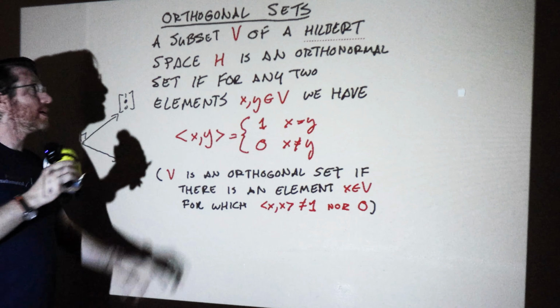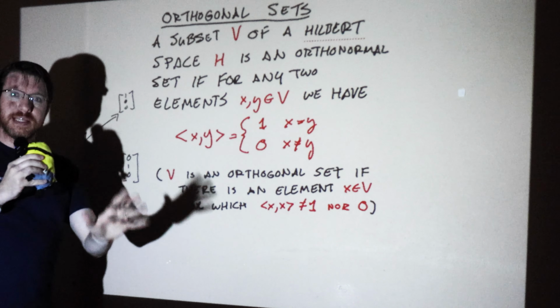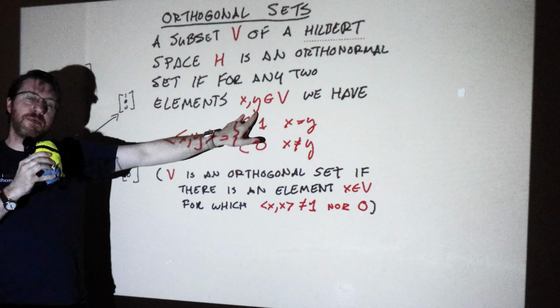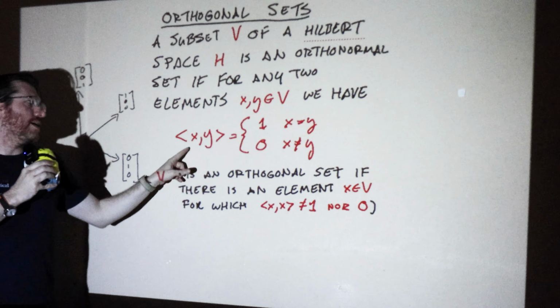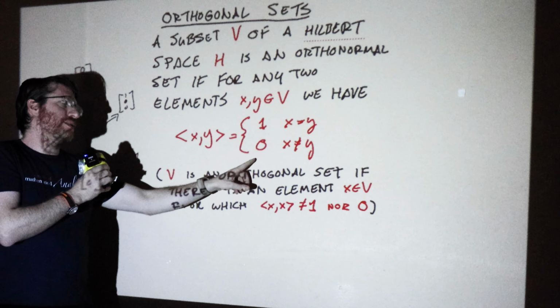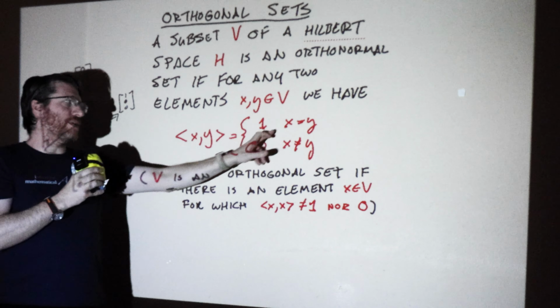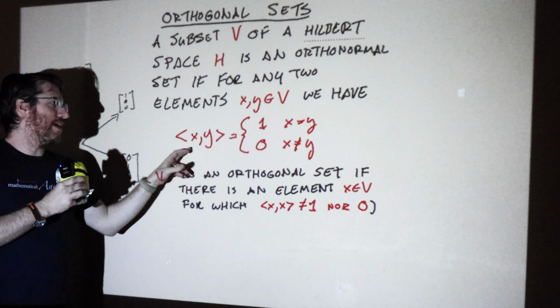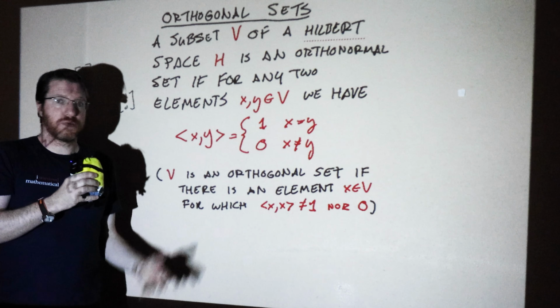So here's what's important. We are talking about orthogonal sets. These are subsets of a Hilbert space, say V of H, such that whenever we take any pair X and Y from V, the inner product between X and Y is going to be either 1 or 0. It is 1 if X is equal to Y, so it's basically norm 1. And if they are different vectors, then it is 0.